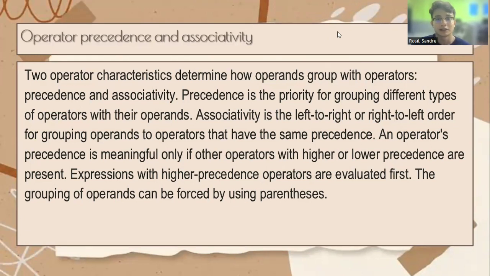Operator precedence and associativity. Two operator characteristics determine how operands group with operators: precedence and associativity. Precedence is the priority for grouping different types of operators with their operands. Associativity is the left to right or right to left order for grouping operands to operators that have the same precedence. An operator's precedence is meaningful only if other operators with higher or lower precedence are present. Expressions with higher precedence operators are evaluated first. The grouping of operands can be forced by using parentheses.